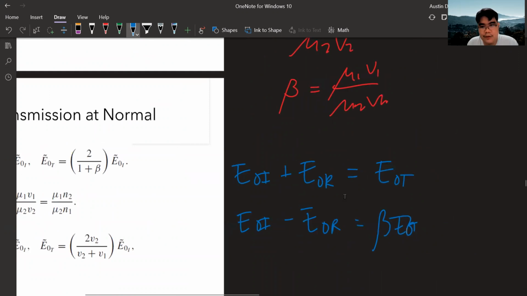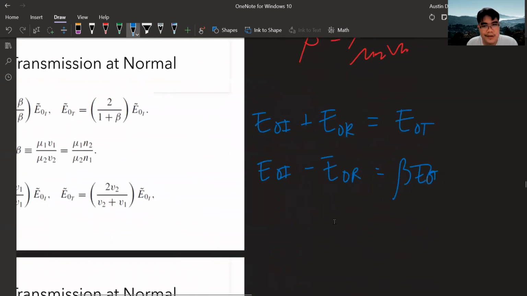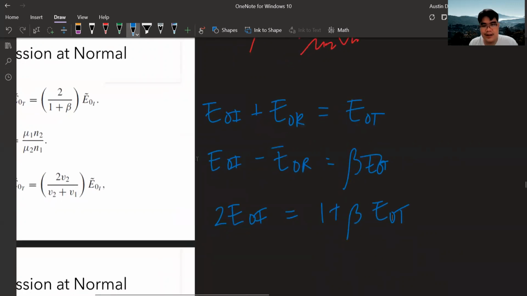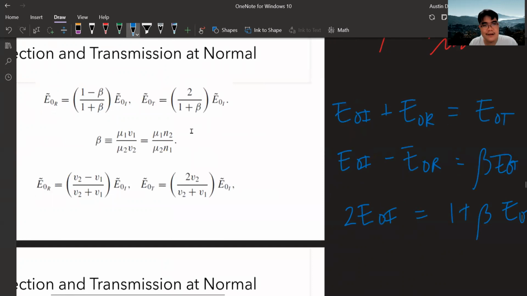Okay? So, sige, simplify mo na lang to. Madali lang to, di ba? Para kunin natin si transmission, madali lang. Cancel mo agad si reflected by adding the two equations. So, 1 plus beta. Okay, so solving for E naught T gives you this. Okay, in complex notation pa rin yun. And so on and so forth.